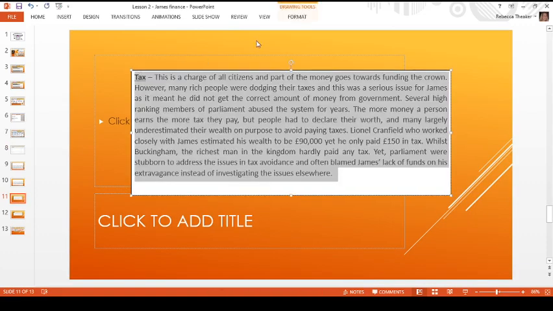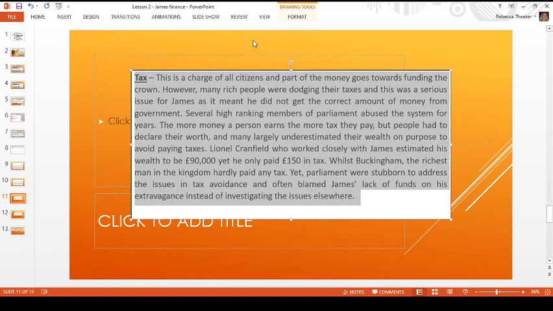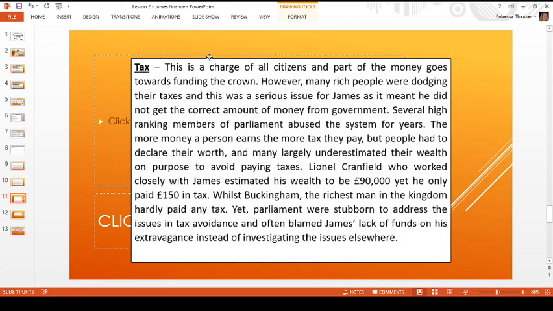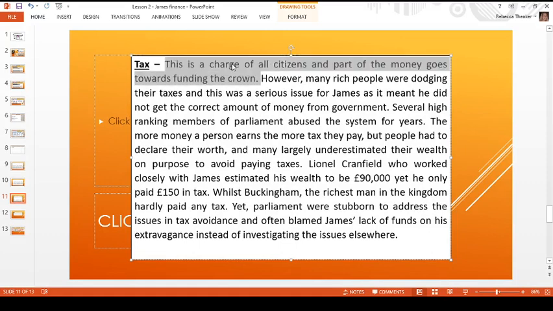Number 3, again, let me just zoom in on this and make that red. Tax or taxation. So, what is tax? This is a charge of all citizens, and part of the money goes towards funding the crown. So, when I say we, I don't mean you, obviously, because you're too young, but they say there are only two things in this life that are a definite. You will pay tax, and you will die one day. So, you cannot dodge your tax.